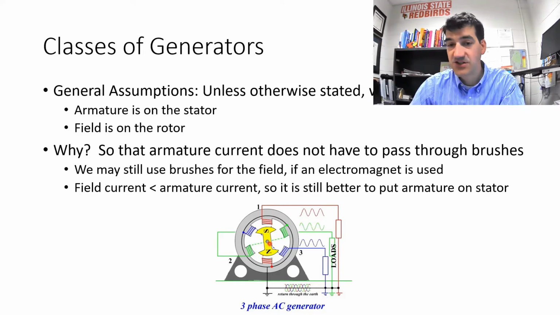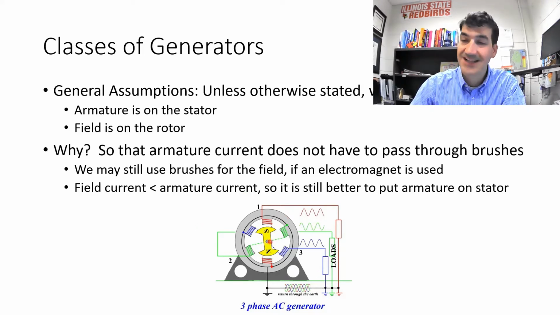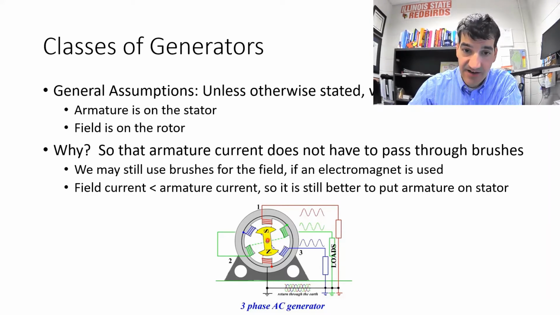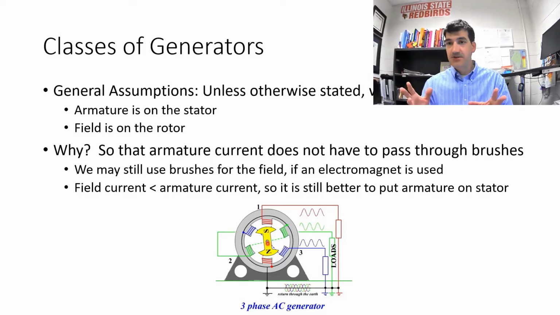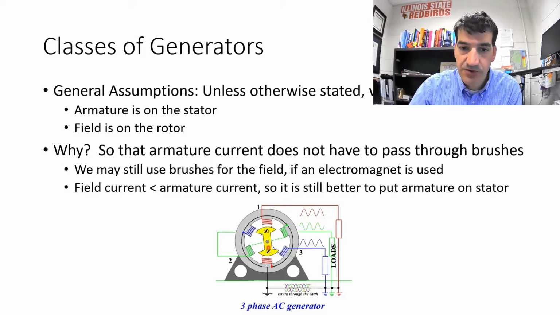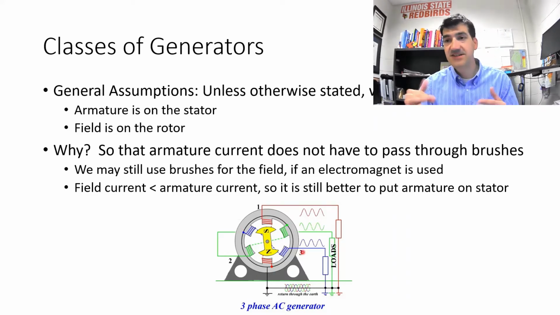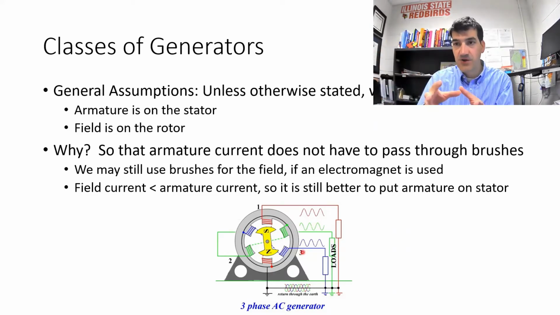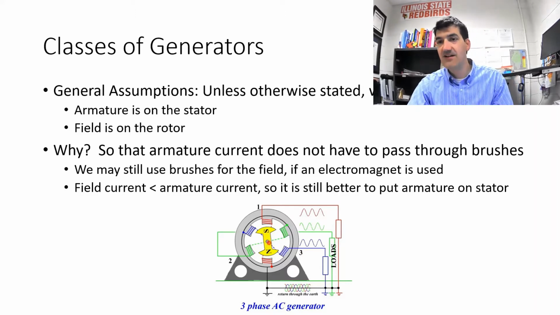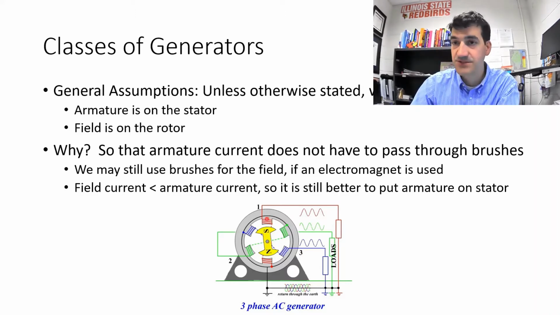So we might actually use this basic design, but use an electromagnet with a coil of wire right here instead of the permanent magnets. And it's still better to use this design with the electromagnet on the rotor and the armature on the stator. That's still better than putting the armature on the rotor and the field on the stator, because the current that is going to have to go through the brushes and slip rings to power this electromagnet, the current to power that is going to be much less than the current that is going to go through the armature windings.